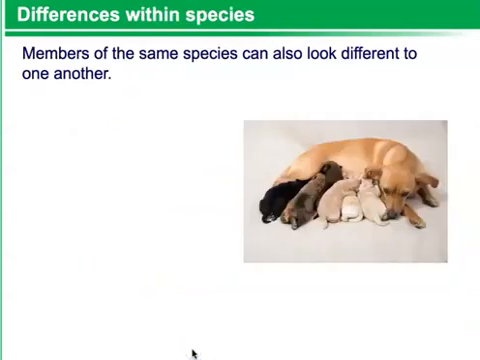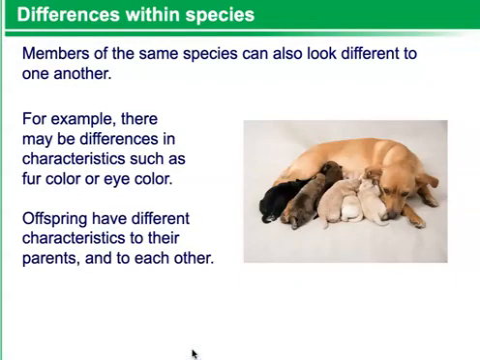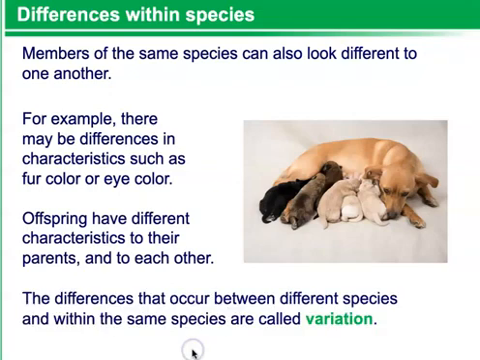Differences within species. Members of the same species can also look different to one another. For example, there may be differences in characteristics such as fur color or eye color. Offspring have different characteristics to their parents and to each other. The differences that occur between different species and within the same species are called variation.